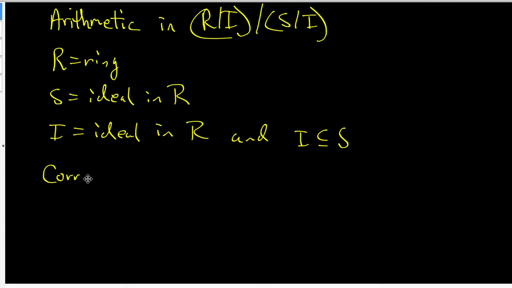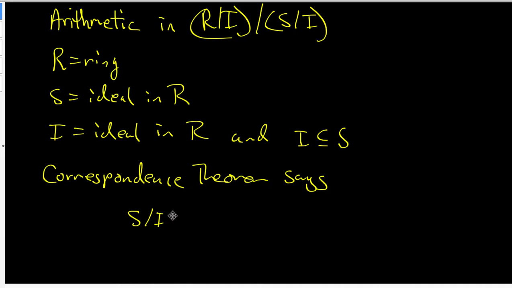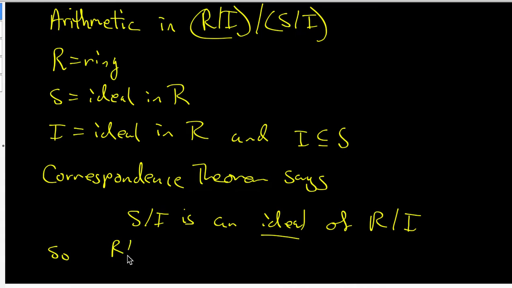And under these hypotheses, the correspondence theorem says that the quotient ring S mod I is an ideal of the quotient ring R mod I. And so that tells us that R mod I modded out by S mod I is in fact a quotient ring.